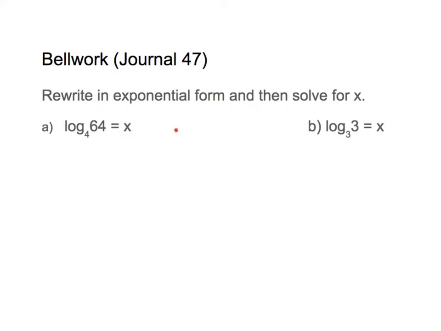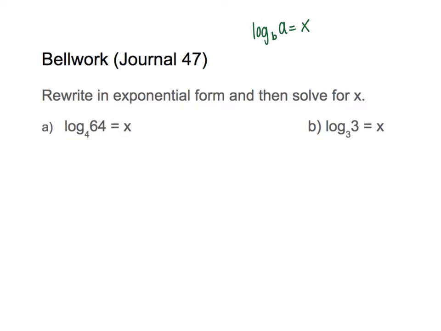Looking at these two problems here, it's asking you to rewrite the log in exponential form. If you remember from last week, logs are written with a subscript that represents the base, this little tiny number, like the 4 and the 3. After the base is your value, call that A, and the other side of the equal sign is your exponent. We learned how to translate this into exponent form.